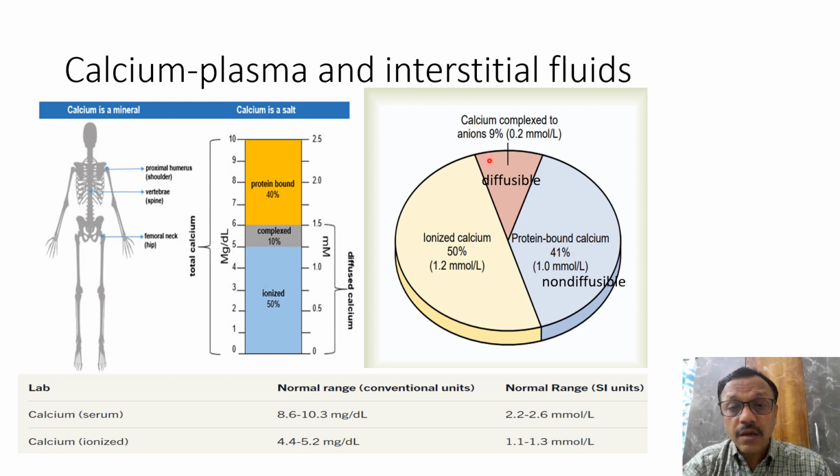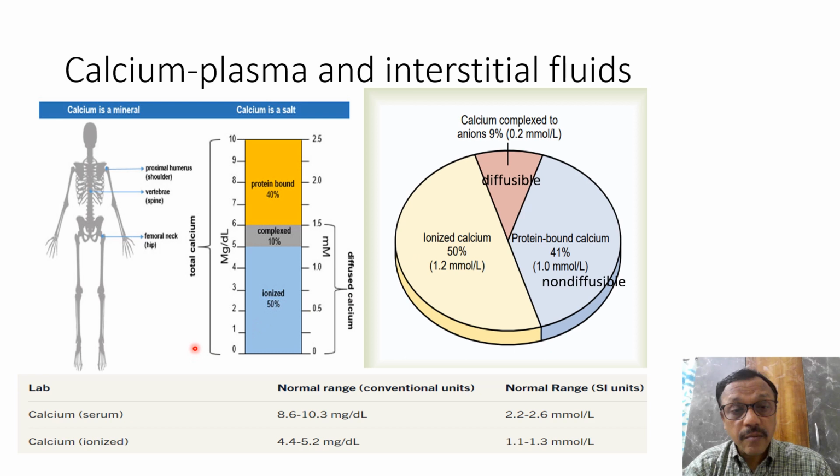Now 9% of the calcium forms complexes with the different types of anions that are present. This is again diffusible, but it cannot produce the normal physiological effect. And the rest, 50%, which is equivalent to 1.2 millimole per liter, is the ionized or the free form of the calcium. Now this 50% ionized or free calcium is going to produce the physiological effect in our body.